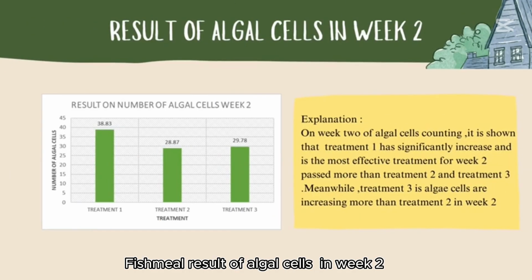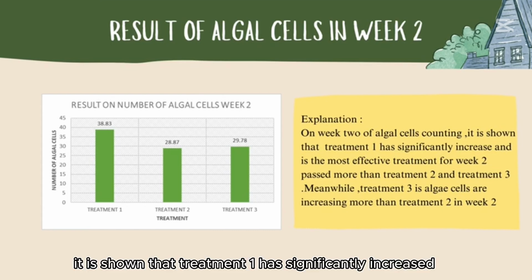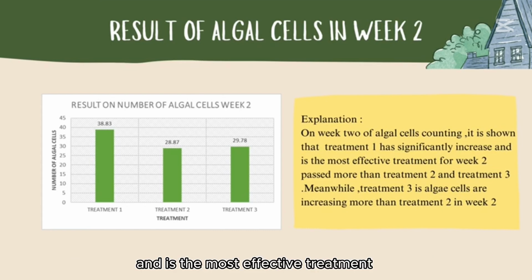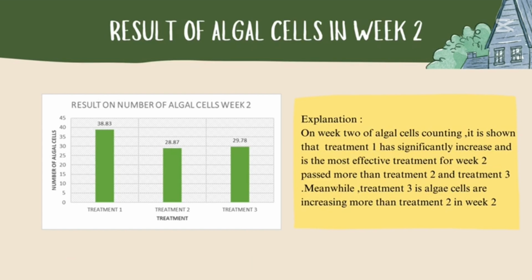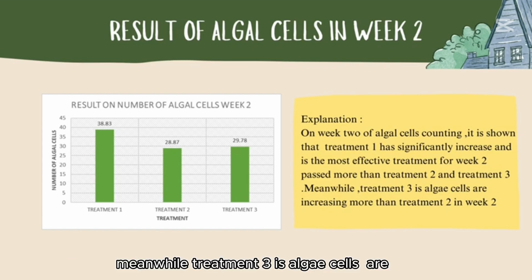Result of algae cell in week 2. On week 2 of algae cell counting, it is shown that treatment 1 has significantly increased and is the most effective treatment for week 2, passing treatment 2 and 3. Meanwhile, in treatment 3, algae cells are increasing more than treatment 2 in week 2.